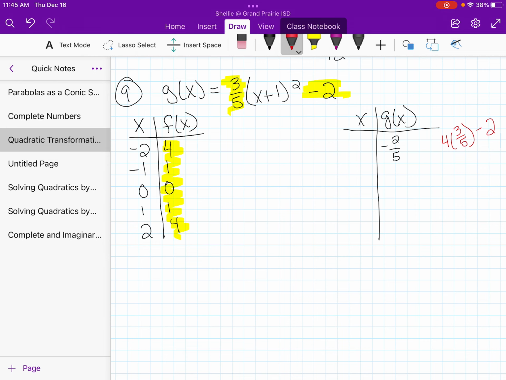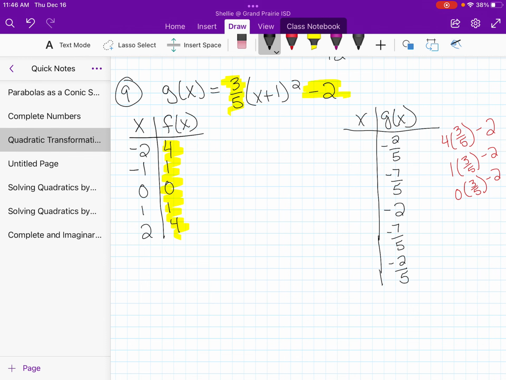Then I'm going to take 1. I have 1, not 4, 1. 1 times 3/5 minus 2. And I got negative 7/5. Then I'll do the same thing with 0. So I have 0 times 3/5 minus 2. And that would give me negative 2. And then I know that that's going to repeat. I'm not going to put it back in because I know that that's where my vertex was, so that's where I'm going to start a repeat.